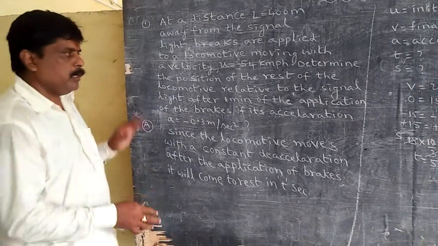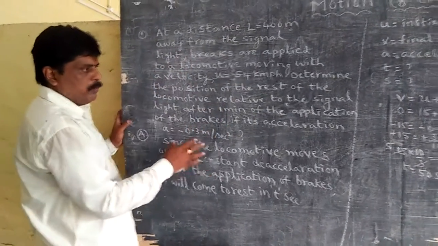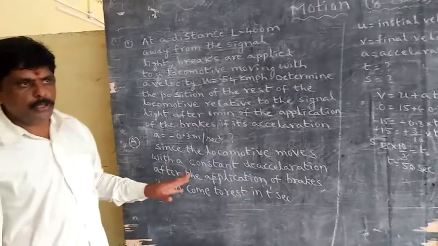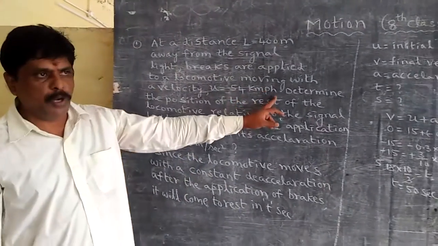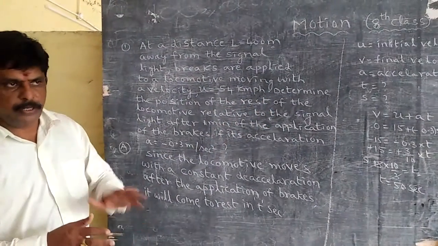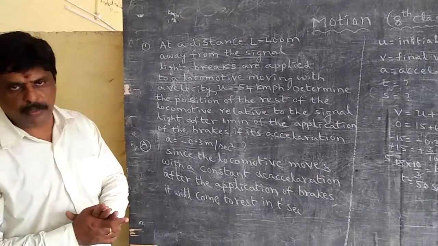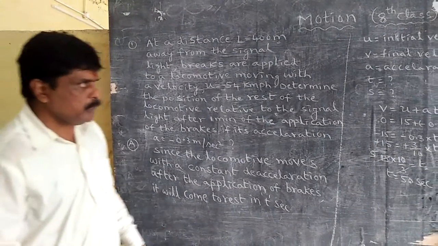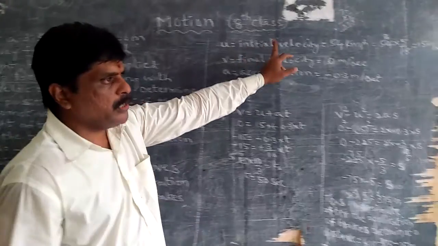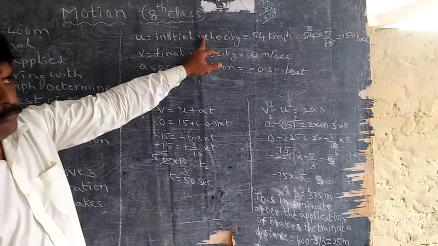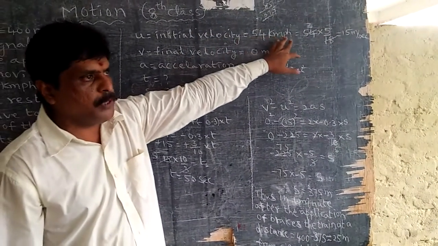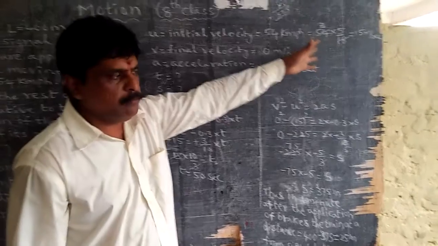First of all, we have to write what is given. Since the locomotive moves with a speed of 54 kilometers per hour, after the brakes are applied it will stop. So the final velocity of the locomotive or train is 0. And u is the initial velocity of the body, that is 54 kilometers per hour. You have to change it into meters per second.